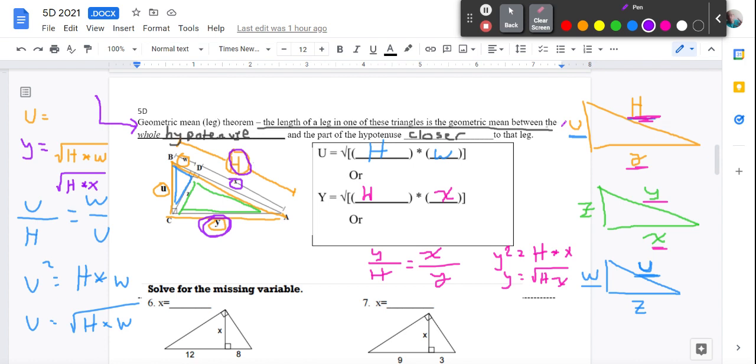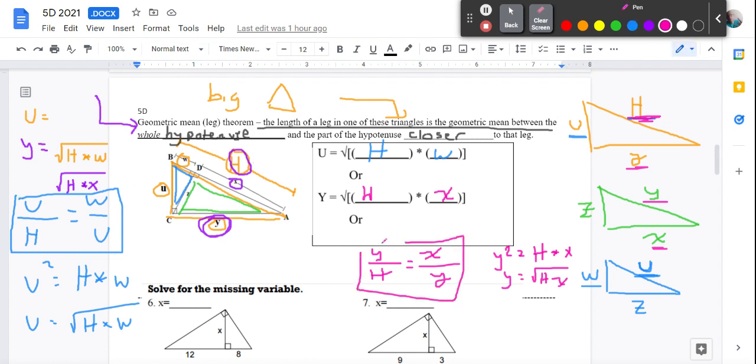So again, the length of one leg of these triangles, and I'm talking about the big triangle right here, is going to be the geometric mean between the whole hypotenuse and the part of the hypotenuse closer to that leg. So a couple ways we could look at it. We could look at it as U over H is equal to W over U. And then we could look at Y over H is equal to X over Y.